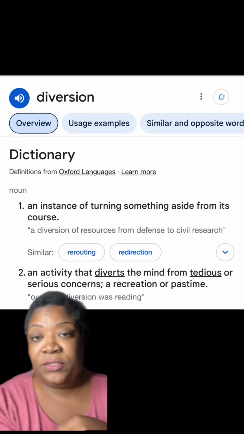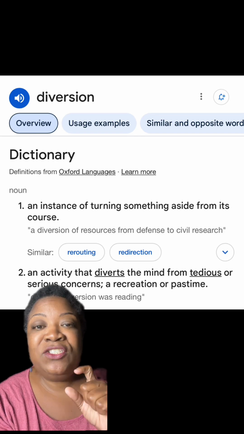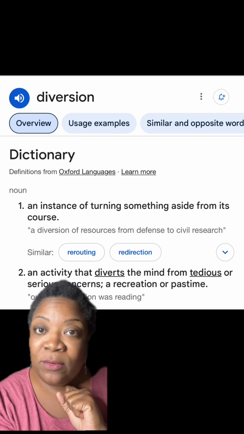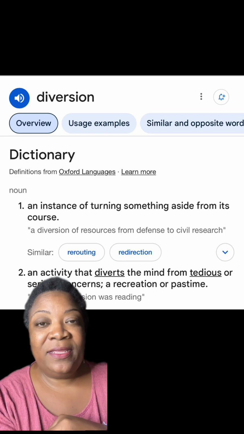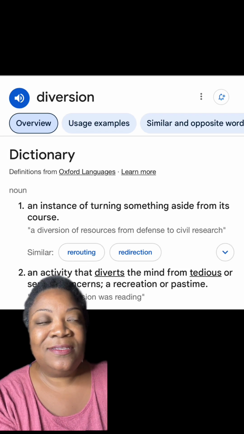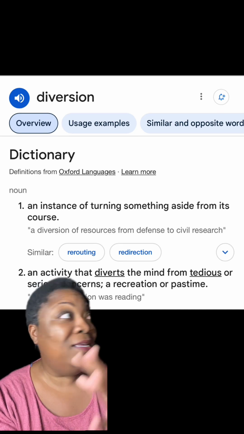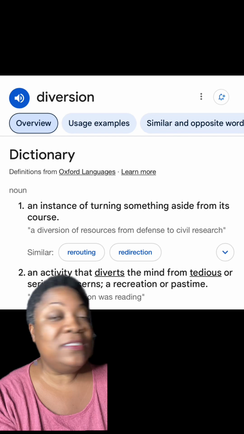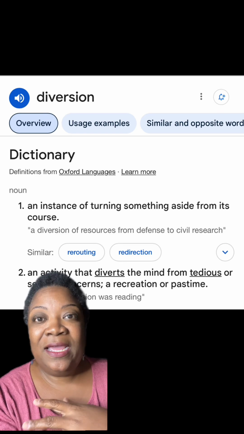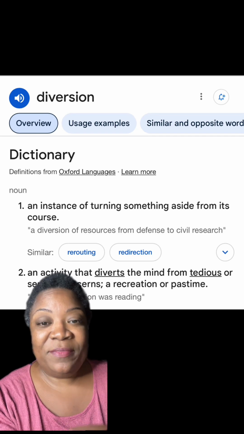So now we go to diversion, since it was a similar word. Diversion is an instance of turning something aside from its course. The similar words here are rerouting and redirection. That automatically implies a bigger amount of energy than just a distraction, right? Again, I'm going to break it down even more. But a rerouting is not the same thing as, hey, look over here, because I can look over here for 5 seconds and then go back to what I was doing. But a diversion is something entirely different. I am not only taking your attention, I'm taking your intention away from that thing as well.